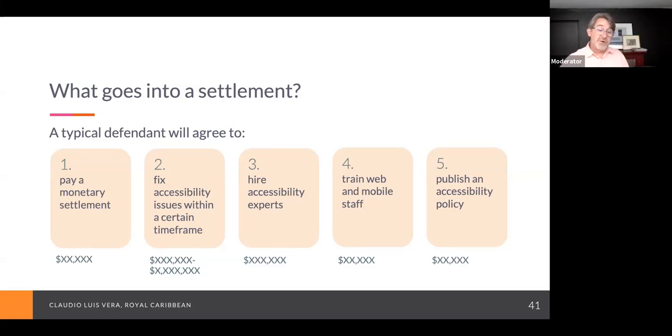The other thing is you're going to train your web and mobile staff. And finally, you're going to publish an accessibility policy. So you're going to publish a statement on your website that says, we are highly committed to improving the user experience for people with disabilities. And publishing that policy usually reflects some sort of real commitment from top management. So oftentimes the biggest hurdle to getting that policy published on the website is that you have to get that buy-in from top management.